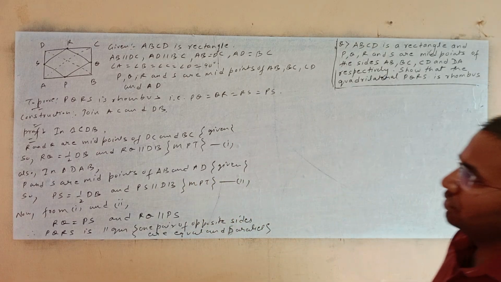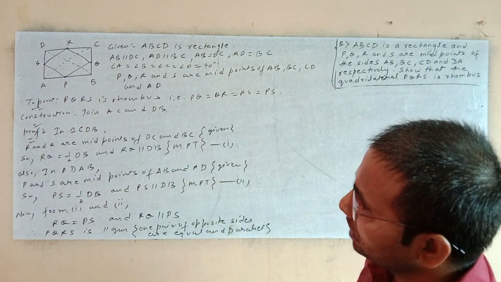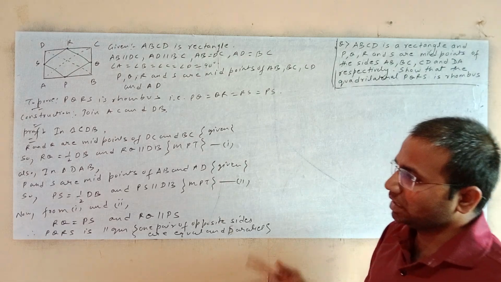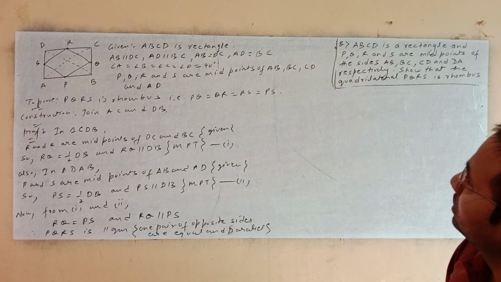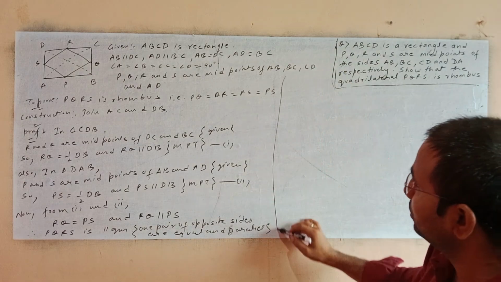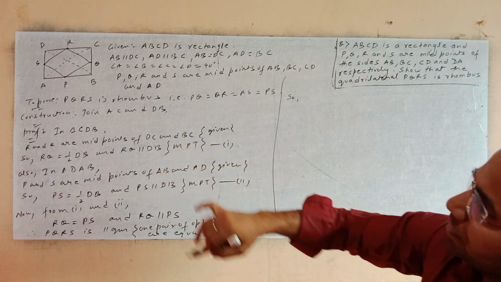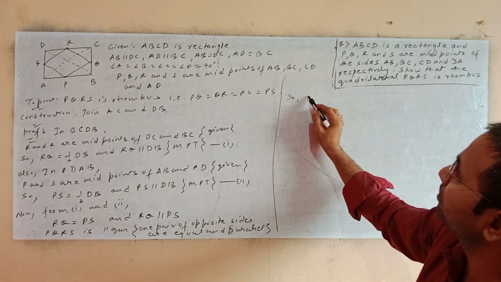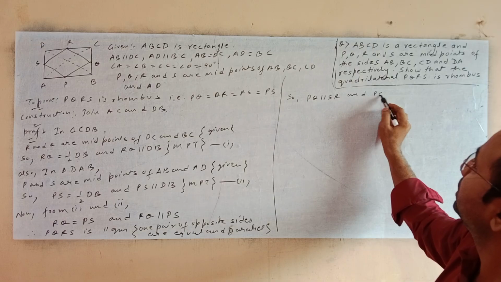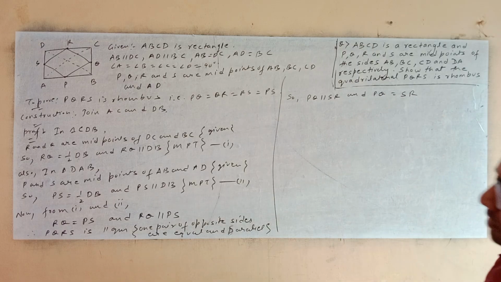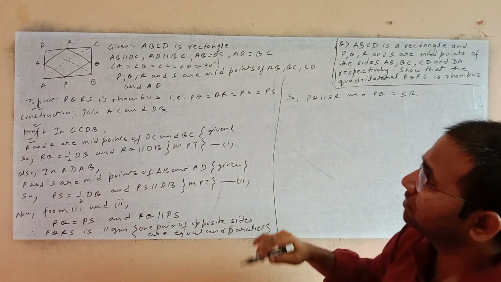So if you have to prove that PQRS is a rhombus, then you have to prove PQRS is a parallelogram. If it is a parallelogram, then make any adjacent sides equal to each other, then it will become a rhombus. So first we have shown it is a parallelogram. Then PQ is also parallel to SR and PQ is equal to SR.